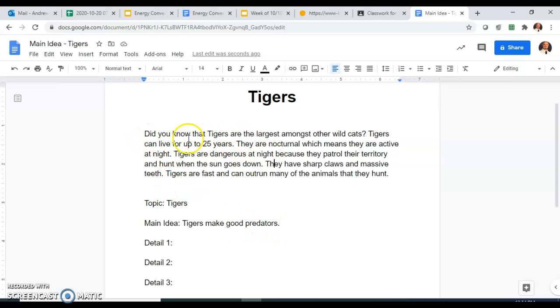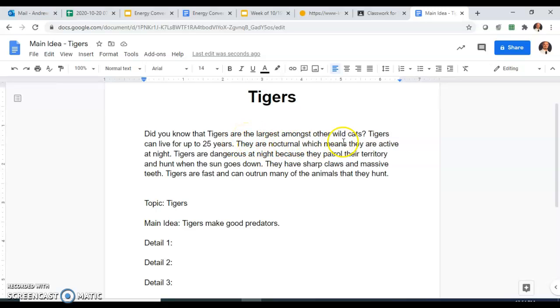Alright, so it starts off mentioning how they are the largest amongst other wildcats. Well, I know other wildcats are good predators too, and if tigers are the largest, then I can probably make an inference that that supports my main idea, but maybe there's better ones. Let me keep going. Tigers can live for up to 25 years. Okay, well, not always the case. Sometimes the best predators don't live that long, so I don't know if that really best supports my main idea.